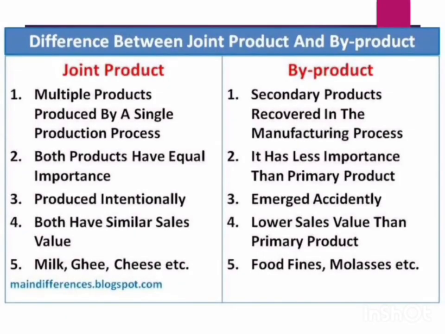In order to be more clear between joint products and byproducts, here are a few differences between them. Joint products are multiple products produced by a single production process, whereas byproducts are the secondary products recovered in the manufacturing process. In joint products, both the products being produced have equal importance, whereas byproducts have less importance compared to the primary product. Joint products are produced intentionally, whereas byproducts emerge accidentally. In joint products, both products have similar sales value, but byproducts have lower sales value than the primary product. Examples of joint products are milk, cheese, and ghee, etc. Examples of byproducts are food fines and molasses, etc.